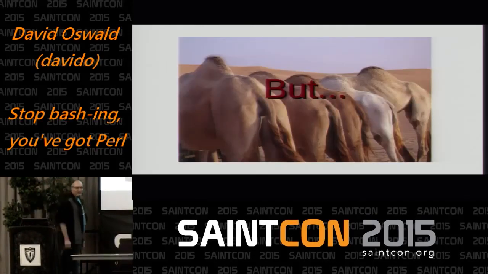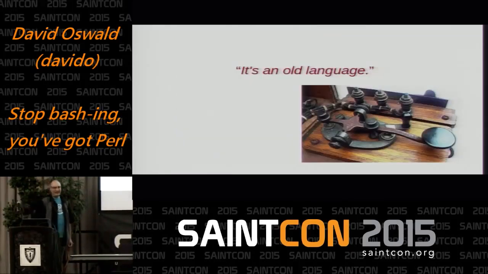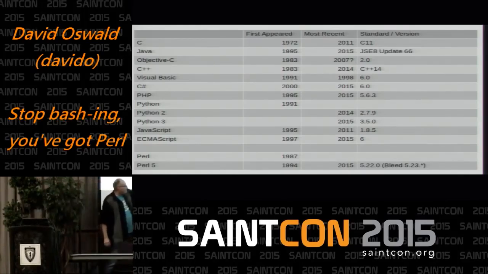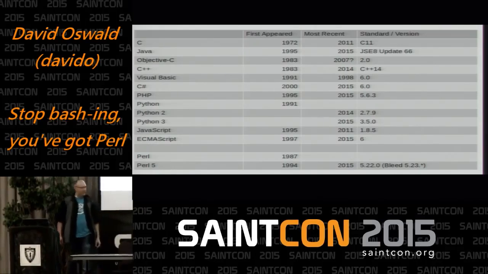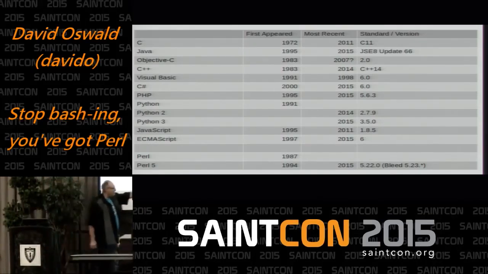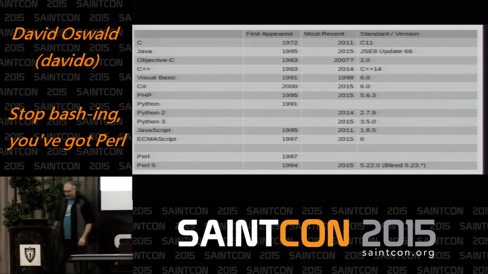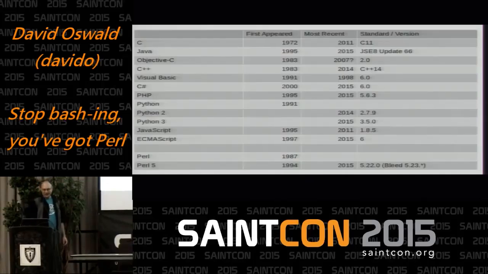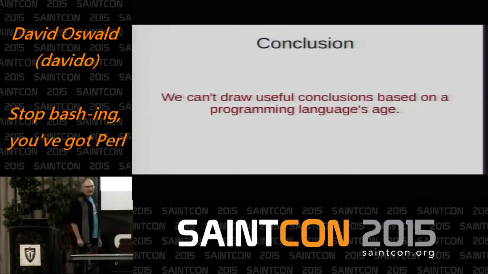So you might be thinking, but why am I here? Why are we talking about Perl? It's an old language, right? C first appeared in 1972, and the most recent standard was 2011. Java, 95. Perl came on the scene in about 1987. Its most recent production-ready release is 5.22, which came out this year. So what conclusion can we draw by saying that it's an old language? The answer is we can't draw any conclusions based on the age of the language. Okay, let's just dismiss that right now.